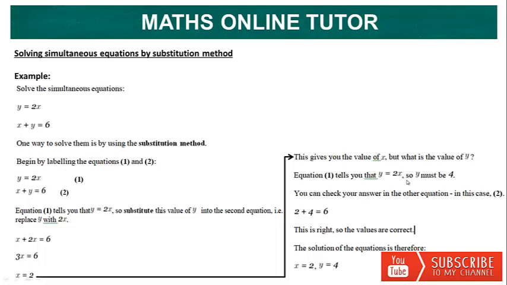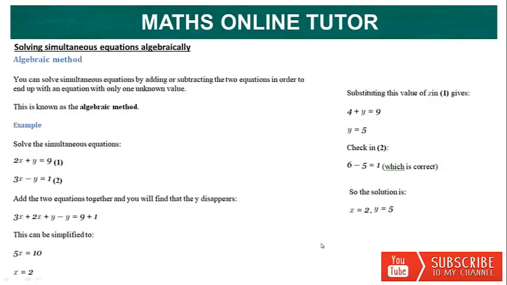I can substitute the value of x equal to 2 and y equal to 4 into equation 2 and check that it is correct. When x equal to 2, y equal to 4, 2 plus 4 is equal to 6. So equation 2 is satisfied for the x and y values that we calculated. Therefore, it is correct. Therefore, the solutions of the equations will be x equal to 2 and y equal to 4.